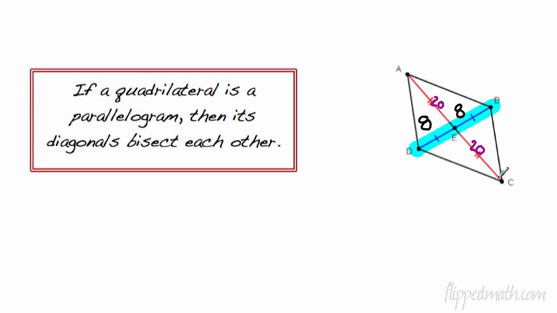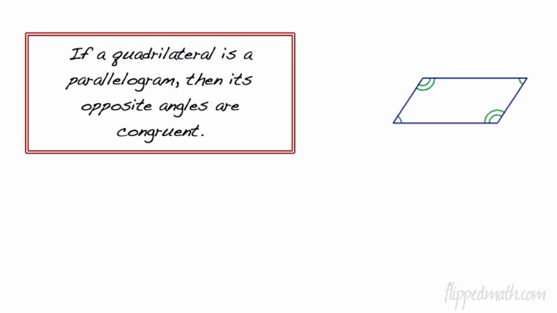So that is the second theorem. That one's not too difficult to understand. Let's go to the third one. The third one is pretty easy. In a quadrilateral, if it's a parallelogram, then the opposite angles are congruent. Opposite in a parallelogram.